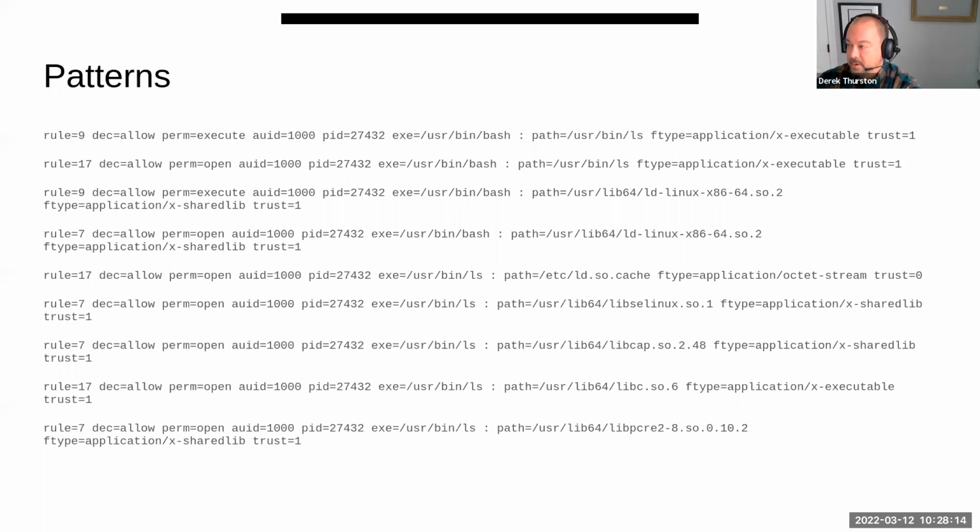This is an example here. I ran just the ls command earlier. So it shows you exactly what rule it's hitting in the list. So that's kind of convenient. So the top line, I ran /usr/bin/ls. It says it's an executable and trust equals 1. So it's a trusted file from the RPM database.